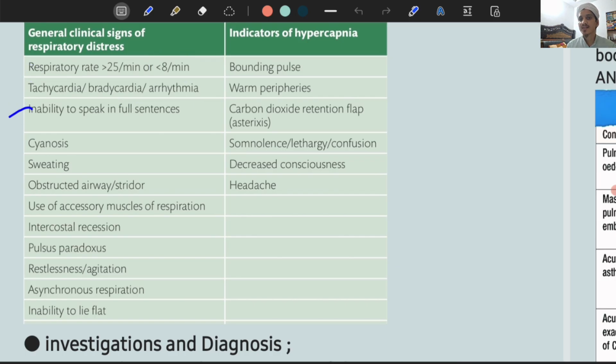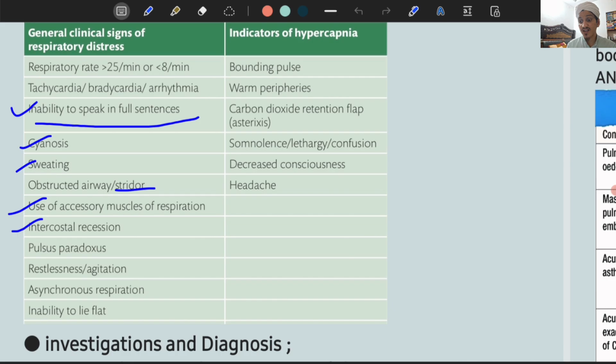Inability to speak in full sentences is a sign of dyspnea. Cyanosis and sweating in severe cases. Obstructed airway or stridor you will see when there is upper airway obstruction, where the larynx or trachea is involved. Stridor is a very bad sign, and you should proceed to bronchoscopy very early. And if there is no time, you can do cricothyrotomy, a procedure to gain some time. Cyanosis will be there, sweating will be there. Most importantly, observe this: the patient will not be able to speak in full sentences. And if there is obstruction, there is stridor. Use of accessory muscles will be there.